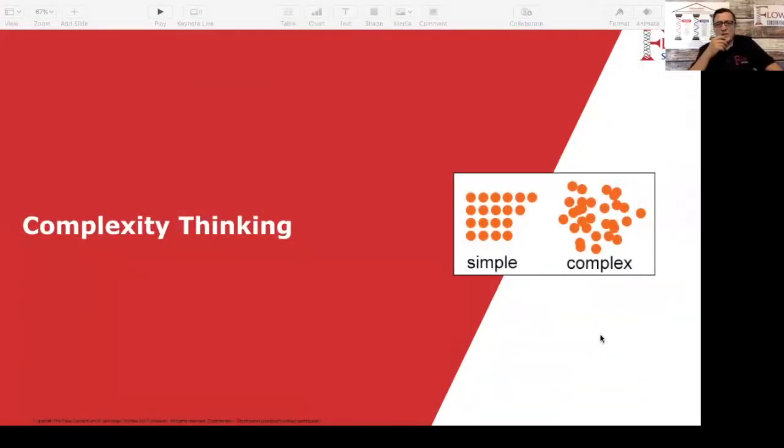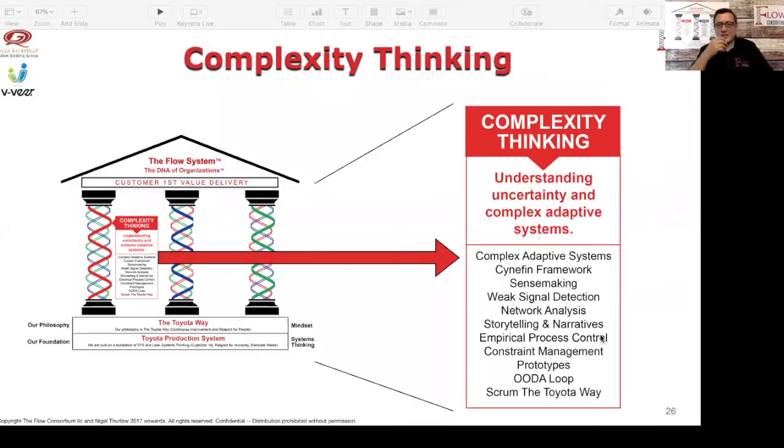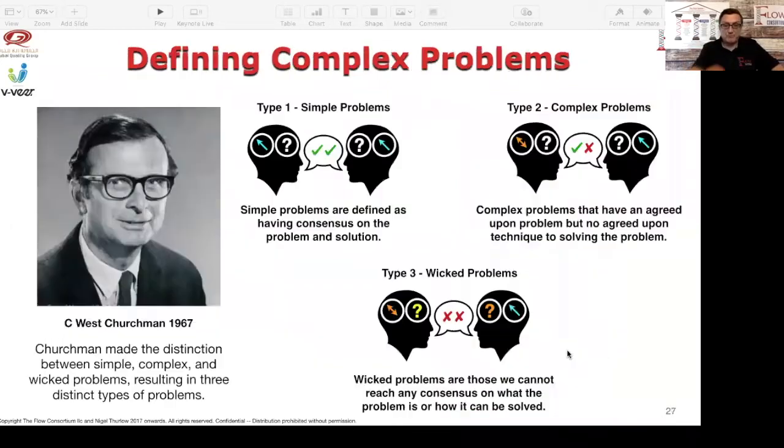So I want to dig into one or two of those tools for you a little bit, just to give you an idea of what we're talking about. So in complexity thinking, we have a number of different tools, a number of different things we suggest you learn and understand that will help you solve complex problems. And Scrum is in there as well for those that are familiar with Scrum.